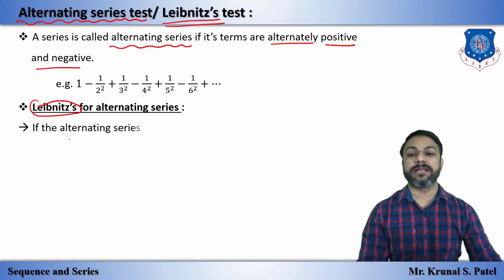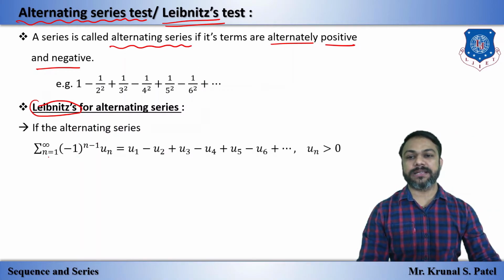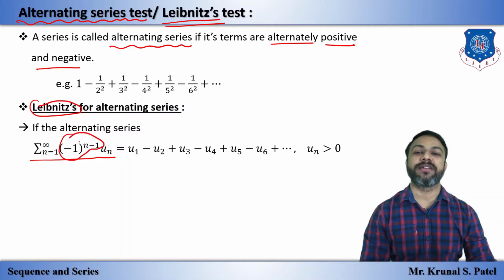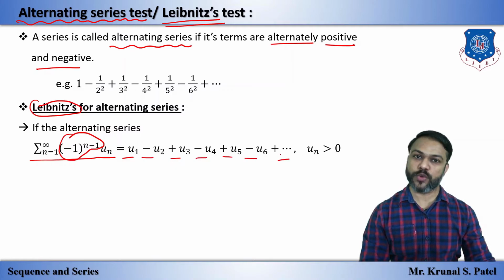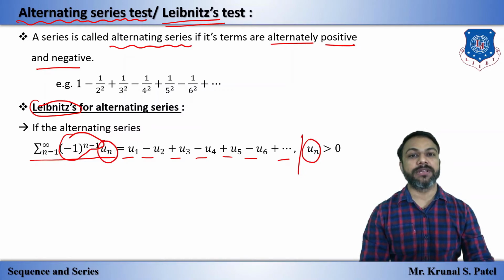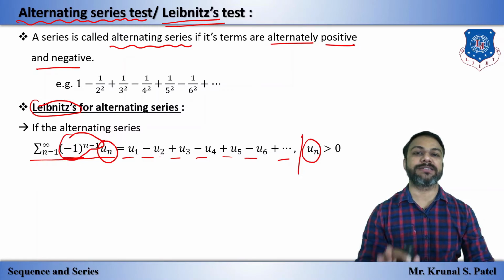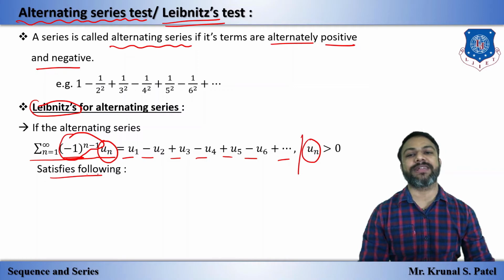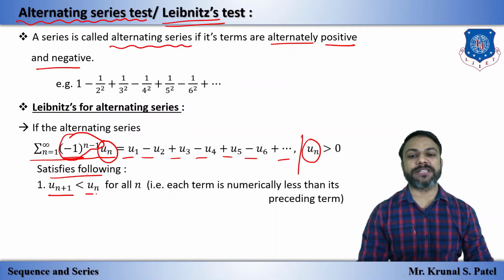And what is the Leibnitz test? An alternating series can be identified directly by observing a term like minus 1 raised to something, or by observing plus, minus, plus, minus, and so on. Its nth term, other than this minus sign, is always positive. So by observing this we can say this is an alternating series. And if it is an alternating series, then on satisfying the following 2 conditions, we can say that the given series is convergent. Number 1, un plus 1 is less than un.